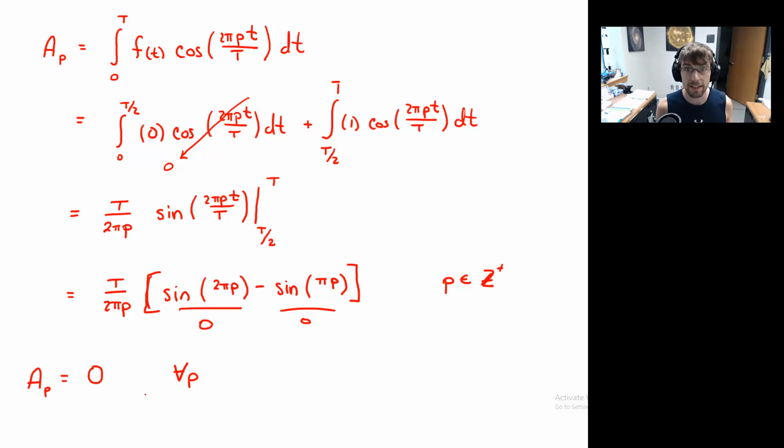Okay, well, so that's halfway done. We have now figured out that there are no cosine terms included in this expression. Well, now we'd better do the sine coefficients. So I'll put b_p is equal to the integral from 0 to T of f of t. Now, of course, instead of using a cosine, we need to use a sine.